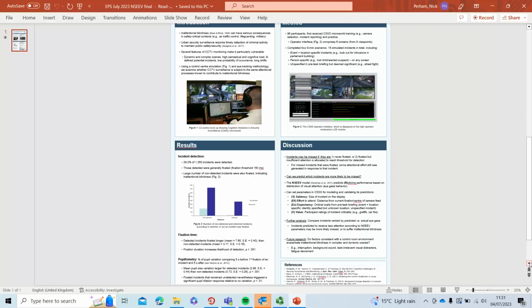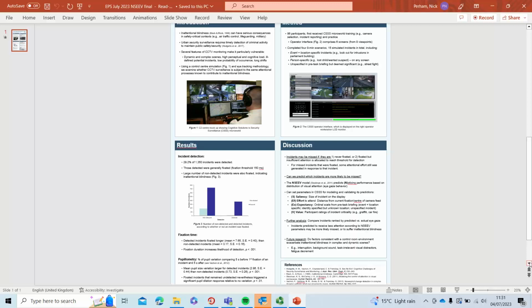So, can we predict which incidents might be more likely to be missed? The NCEIV model of attention predicts that noticing performance is based on the distribution of visual attention, so we can set parameters in our surveillance microworld for modelling and validating its predictions based on the 4 factors. The first is saliency, for which we can look to the size of the incident on the display.